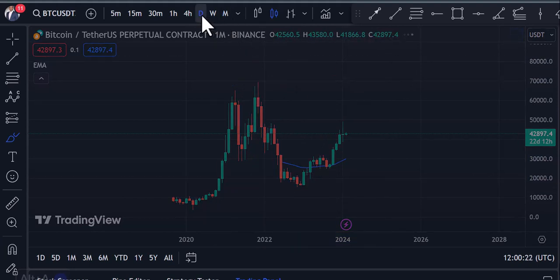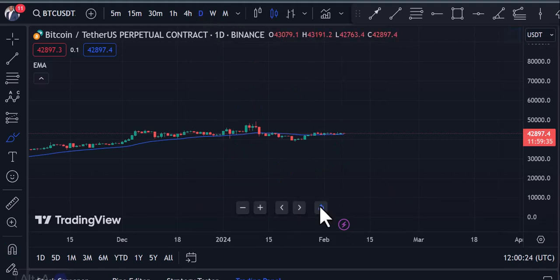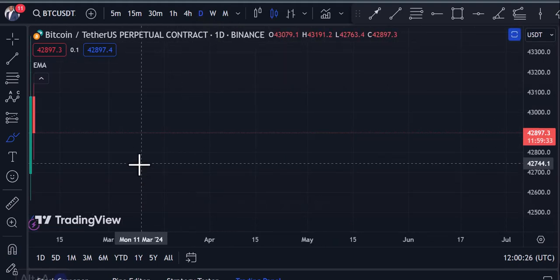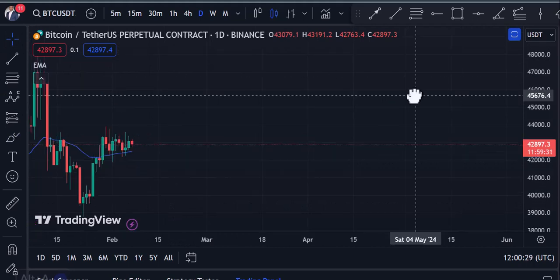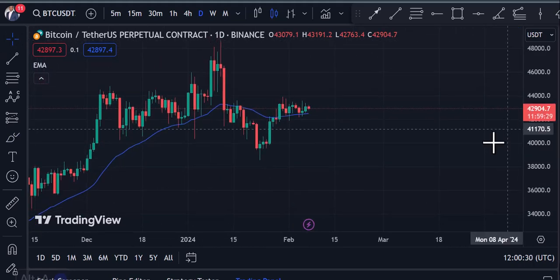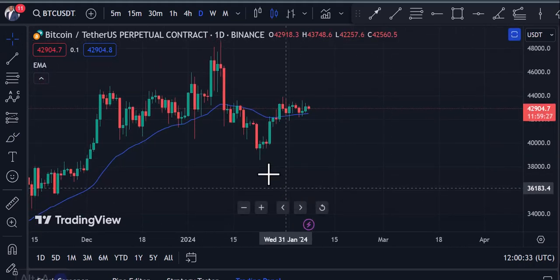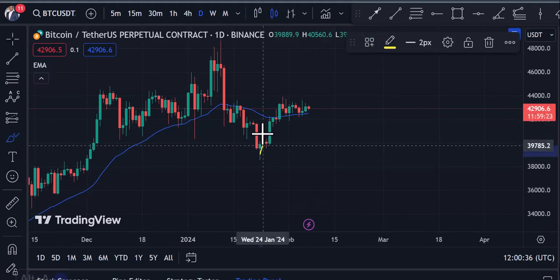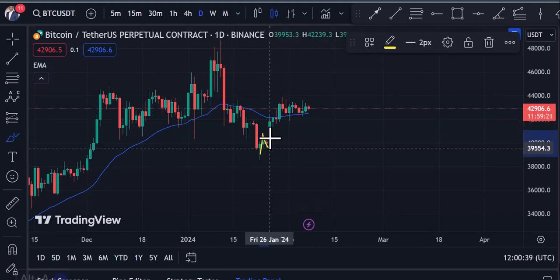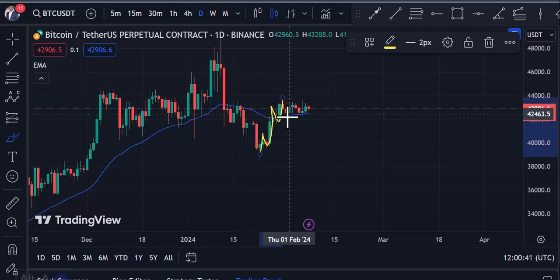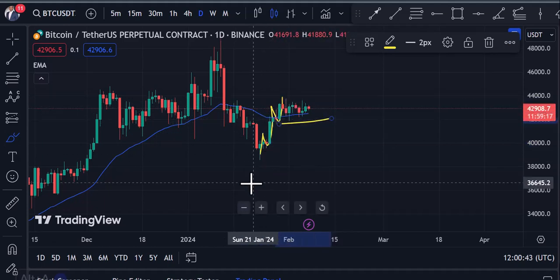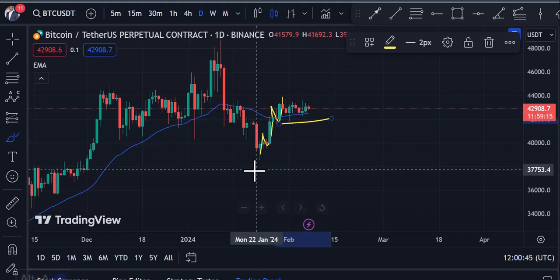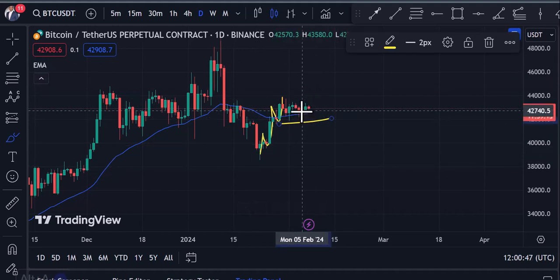But if you come to the daily chart on Bitcoin, you can see clearly what we are getting here. You can see that Bitcoin here is trending, because we have seen impulse, correction, impulse, correction, impulse, and it hasn't broken this structure. So it hasn't made a lower low or a lower high. So Bitcoin is trending on the daily chart.